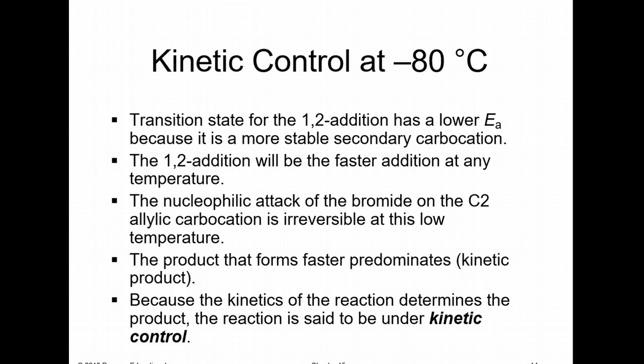Okay? So here's just kind of a review of it. All right, the transition state for the 1,2 has a lower activation energy, more stable, because it forms the more stable carbocation, more stable intermediate. The 1,2 addition goes fastest. The nucleophilic attack of the bromide on the C2 allylic carbocation is reversible at this low temperature. We didn't really talk about that, and it's not that important. The product forms faster. It's usually the quicker reaction, and it stops. Because the kinetics of the reaction determines the product, the reaction is said to be under kinetic control. It's based on the rate.